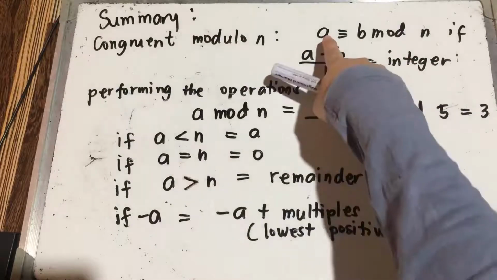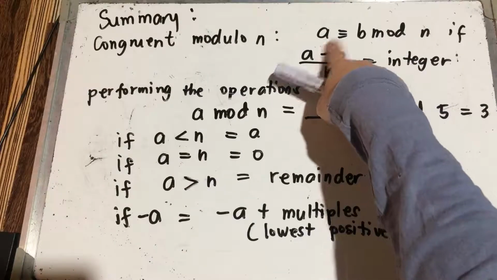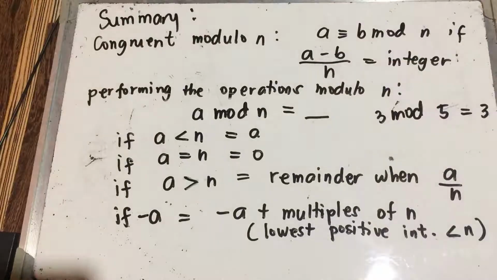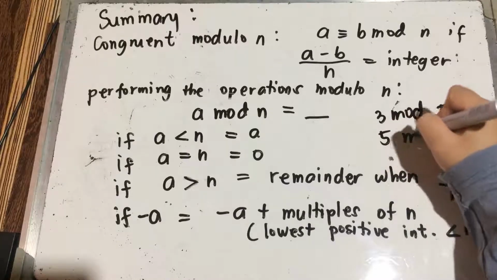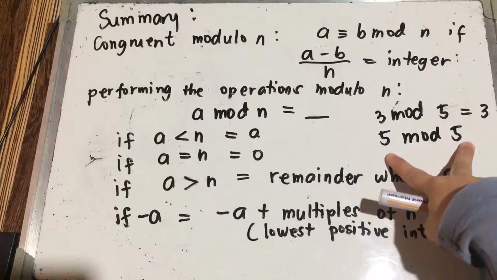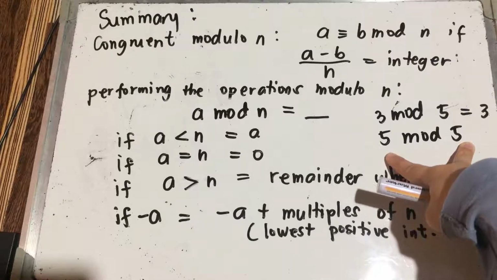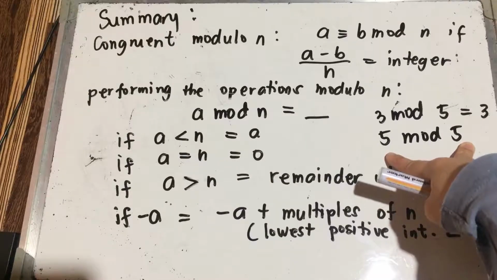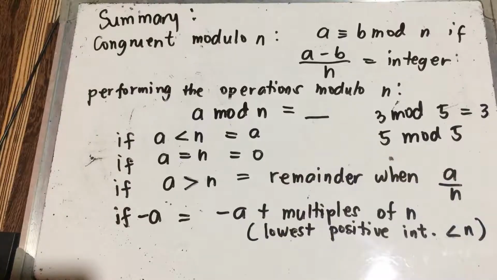Dito naman, kapag ang A ay equal dun sa n, so the remainder is 0. Halimbawa, we have 5 modulo 5. So when you divide it by 5, the quotient is 1, but the remainder is 0. So the answer is 0.